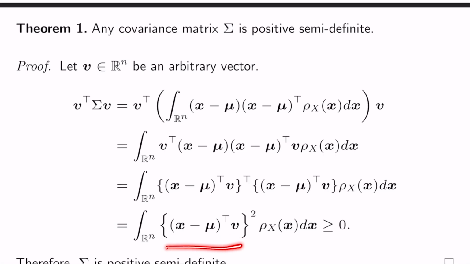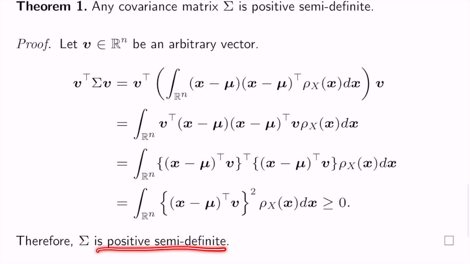So a real number squared is always non-negative, and the density function is always non-negative. Therefore, if we integrate this quantity over the entire space, it is still non-negative. That means for any vector V, this quantity is always non-negative. Therefore, the matrix sigma, the covariance matrix, is positive semi-definite. That's all. Very simple.